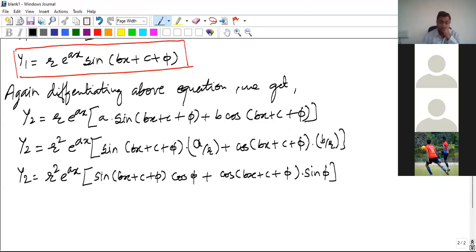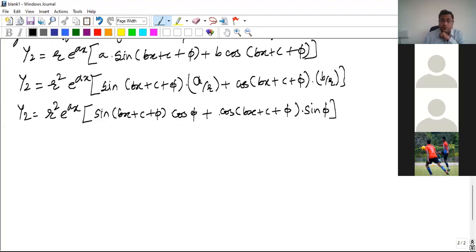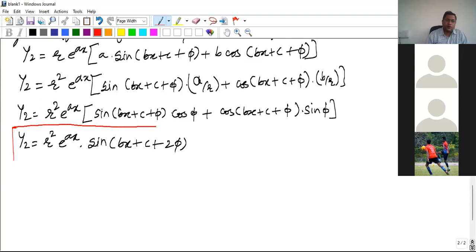So can we use the same formula again? Yes, sir. If we use the same formula again, then we get r square e raised to ax, and this time we get the term sine of bx plus c. Already we have phi, another phi will be added. So we have 2 phi. And so we got the second order derivative. And now we go for the next.